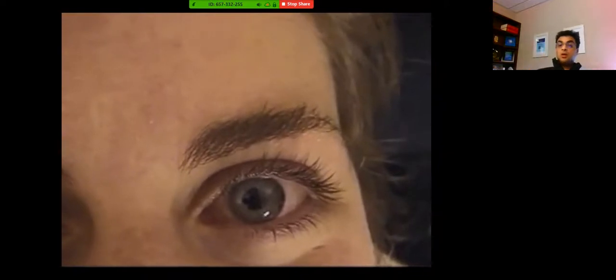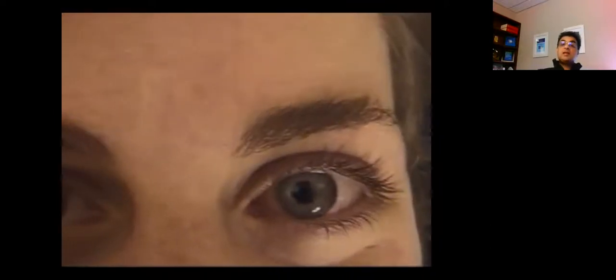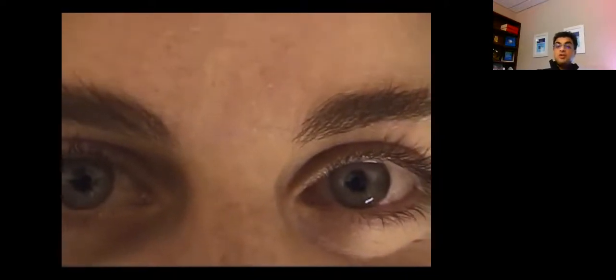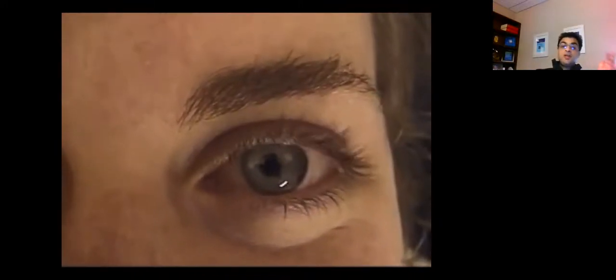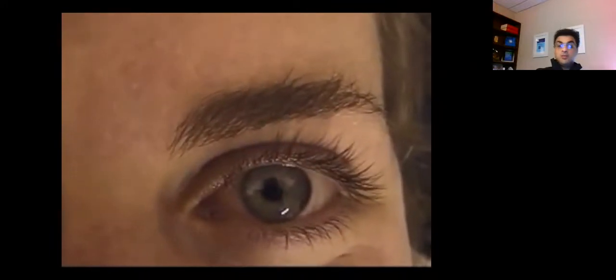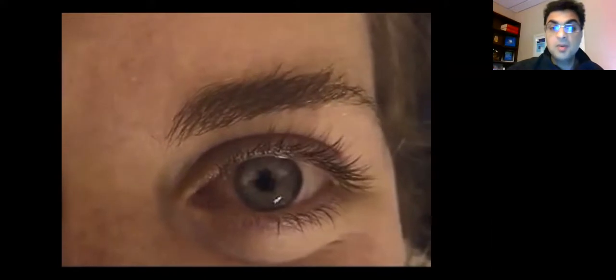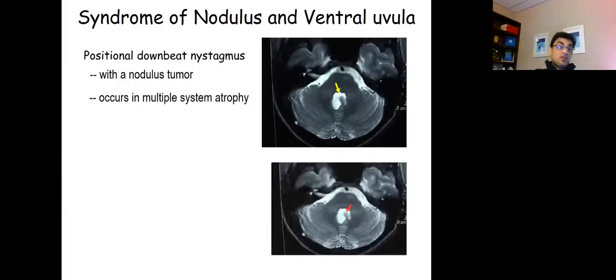Straight ahead, she has normal gaze, which is a positional downbeat nystagmus, which is pretty classic, and that's why you want to make sure that whenever you see dizzy patients, you check them in supine, upright, right ear down, or left ear down positions. It's very important. It's very critical. Otherwise, you may miss positional downbeat nystagmus. In our world, in movement disorders, we have also seen positional downbeat nystagmus in patients who have multiple system atrophy. So it's very important for you to do positional testing in your Parkinson patients.